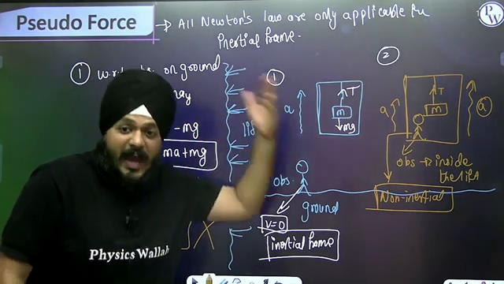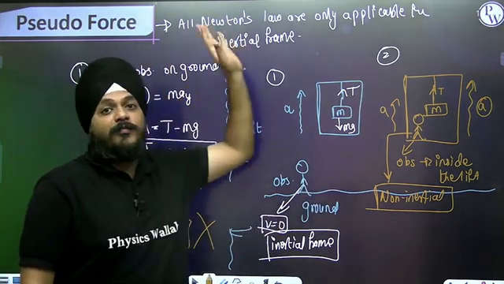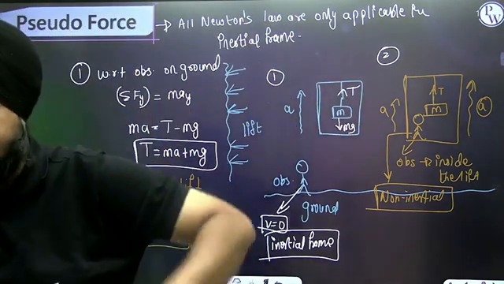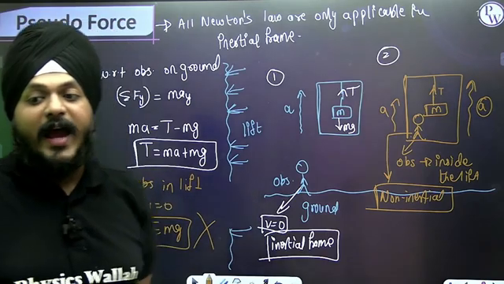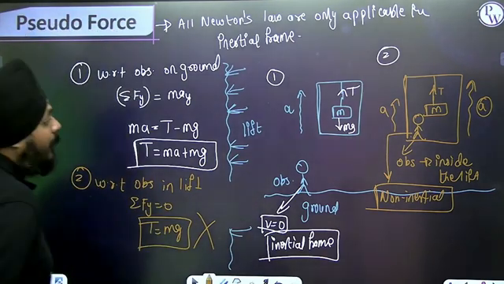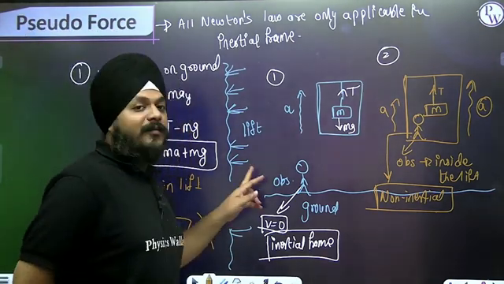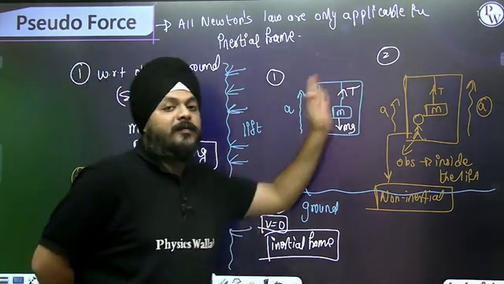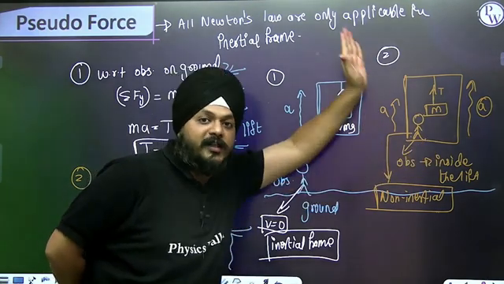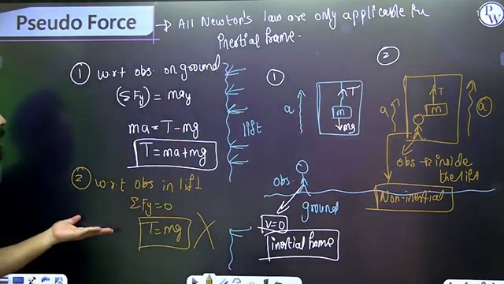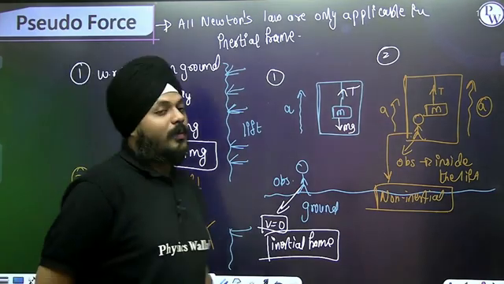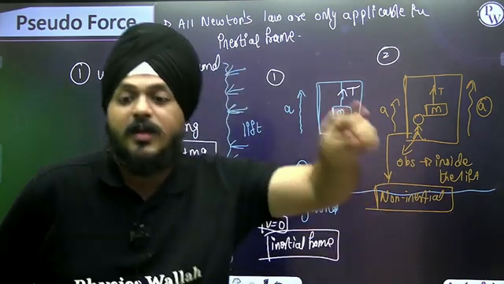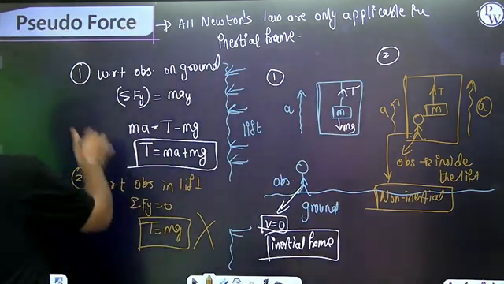So why does this happen? Newton's laws of motion should be applicable in all frames. Then why does this kind of problem exist? When the observer is in the inertial frame, we get the correct equation. But when the observer is in the non-inertial frame, or the accelerating frame, things get different. This was the problem, and because of this, pseudo force was introduced.